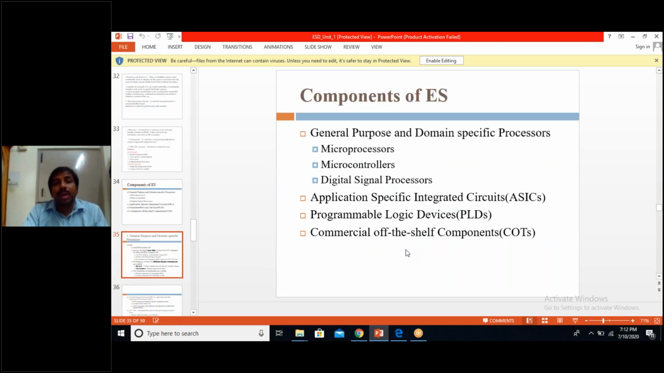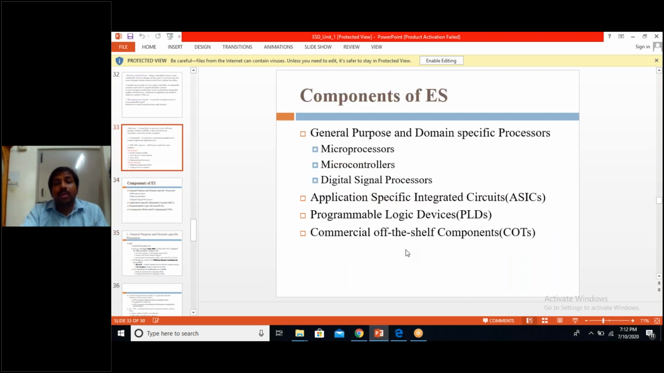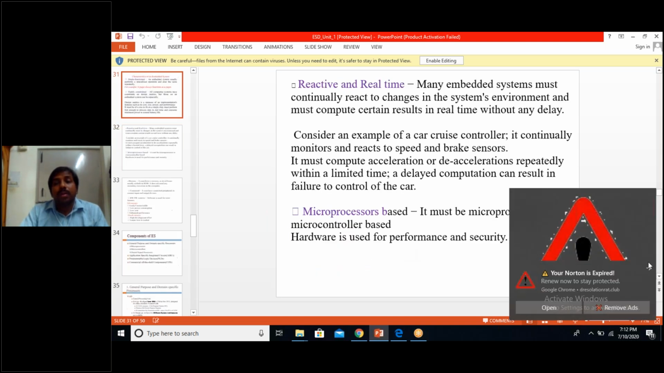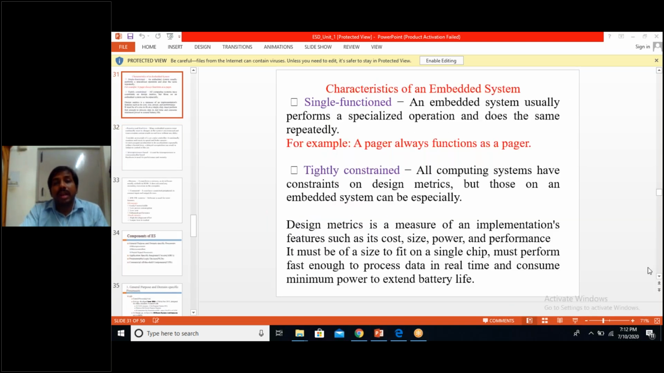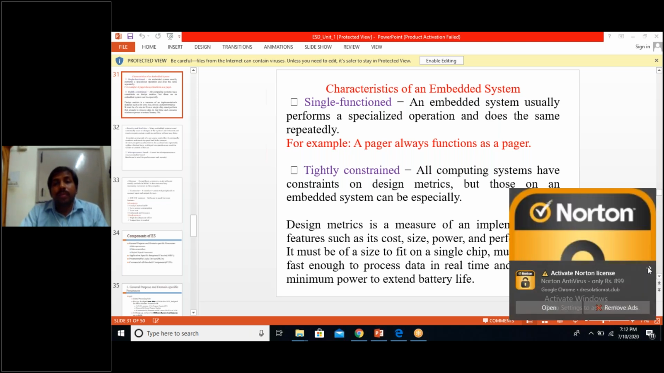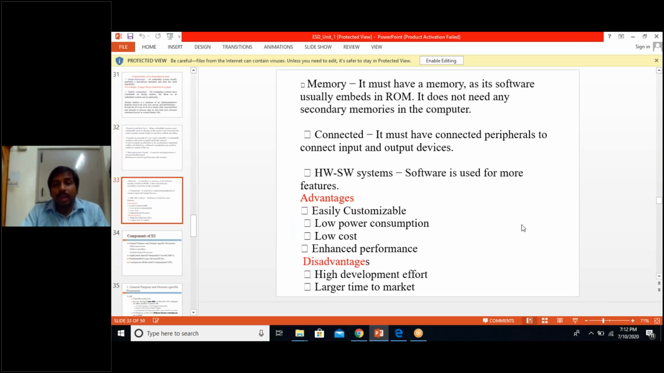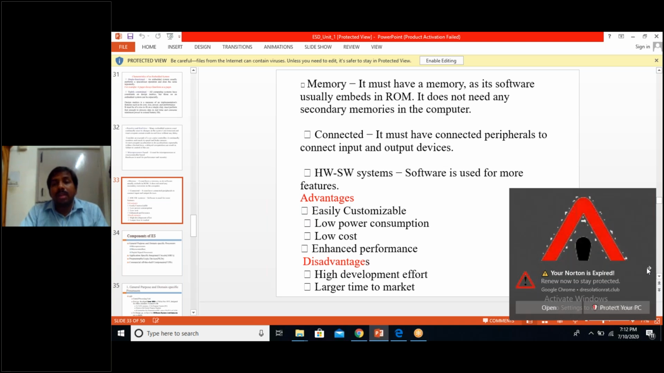The characteristics of an embedded system are: single function, tightly constrained, reactive and real time, microprocessor based, memory, and connected hardware and software.